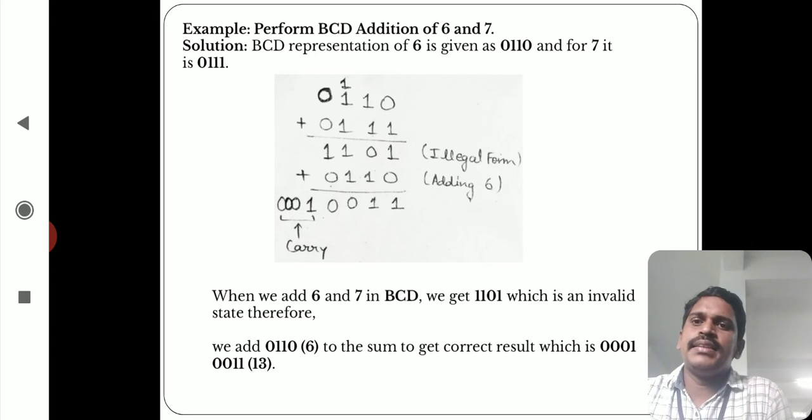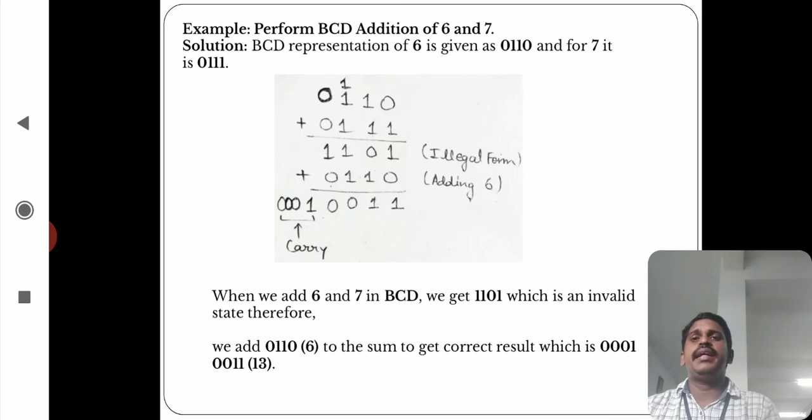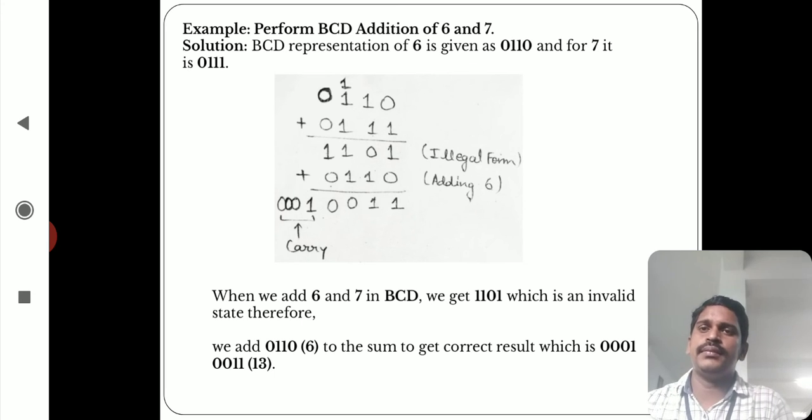When we are adding 6 and 7 in BCD addition, the sum is 1101, which is an invalid state because it is more than 9. So we add 0110 to get the result 0001, which is the final answer for our solution. In this way you have to do the binary addition of two BCD digits.